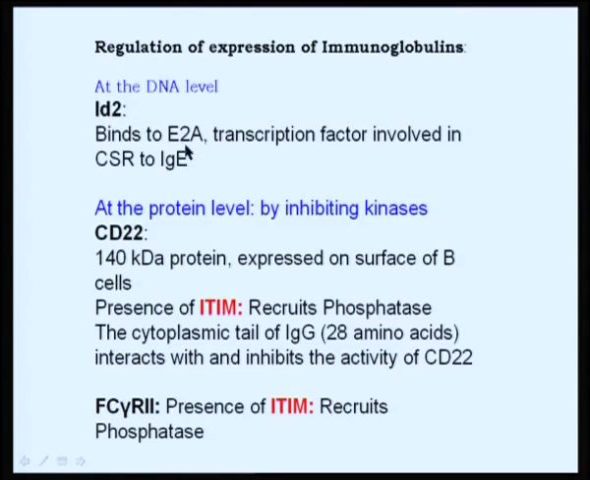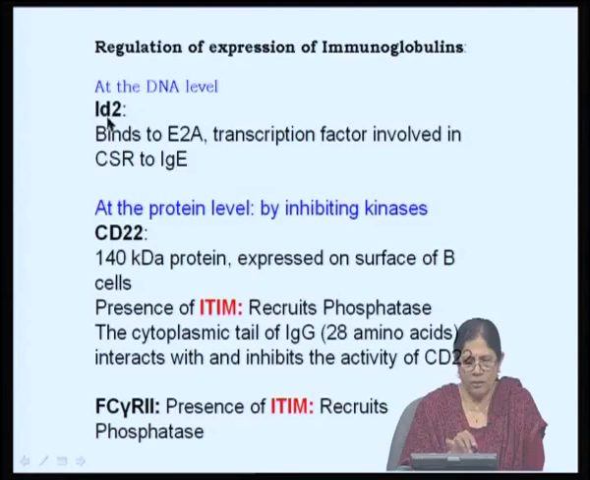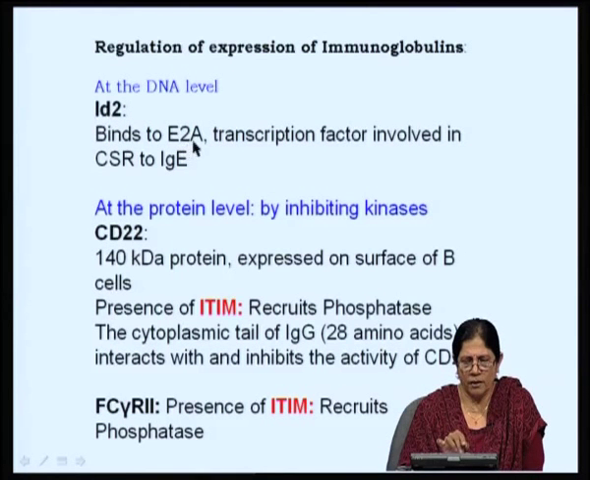Now, to prevent such switching from taking place between IgM and IgE for all antigens, there are transcription factors like E2A which are down regulated by ID2. These ID2 are present all the time, so that they suppress E2A and therefore suppress the class switching from IgM to IgE. Now, this is happening at the DNA level.